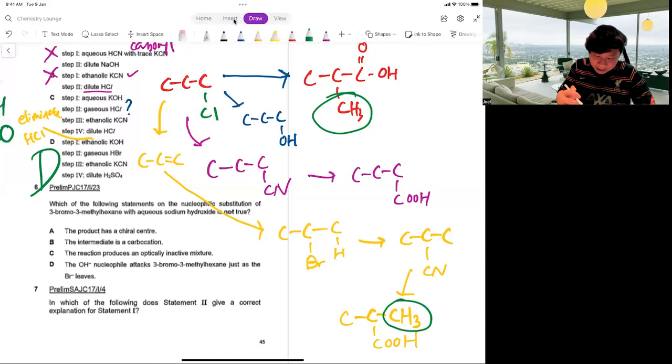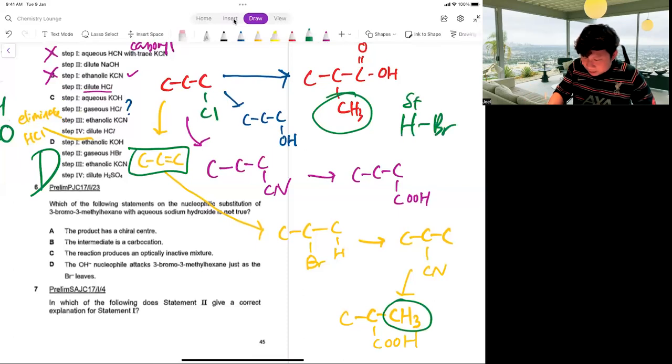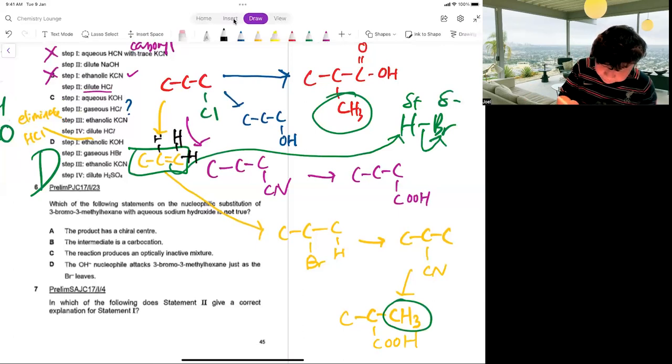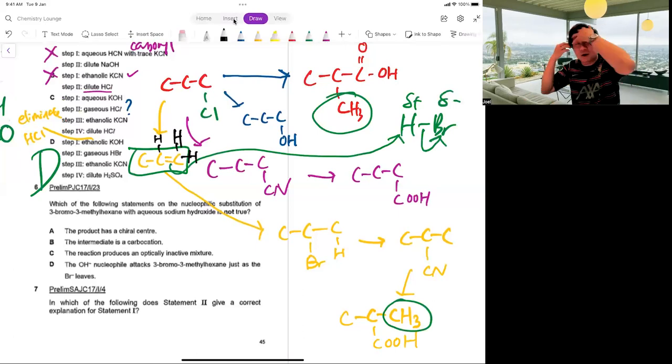Markovnikov means focus on this, right? HBr, delta plus, delta minus, this double bond will attack. So the H enters the carbon with more H. You know what's the meaning of carbon with more H? This one has one H, this one has two H, this one only one H. Because like that it will form the more stable carbocation. That's the reason, but the shortcut is add the H to the carbon with more H.